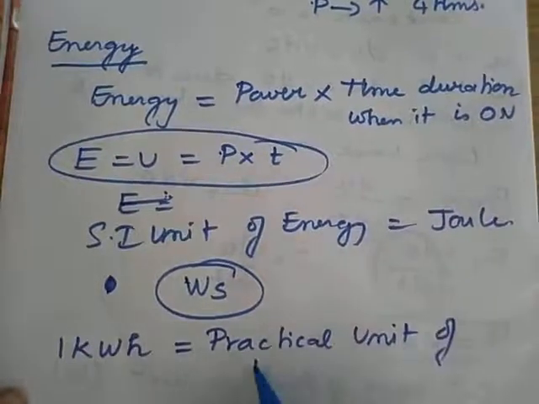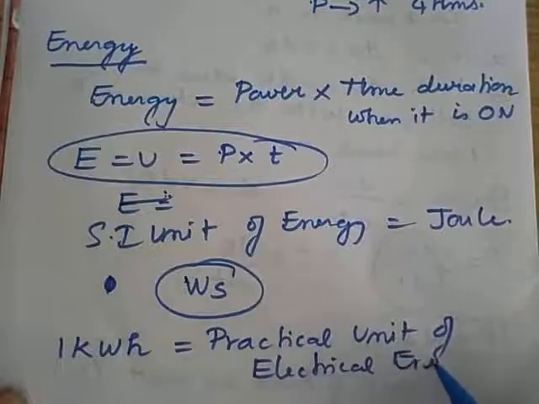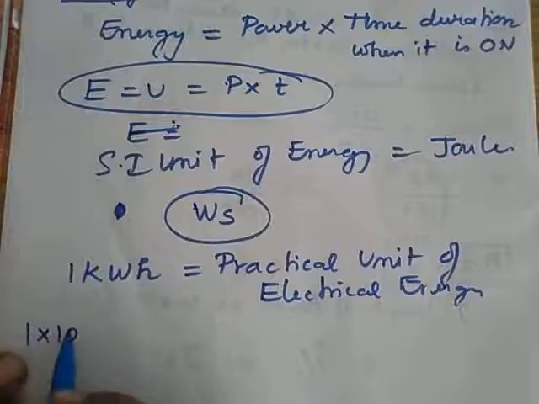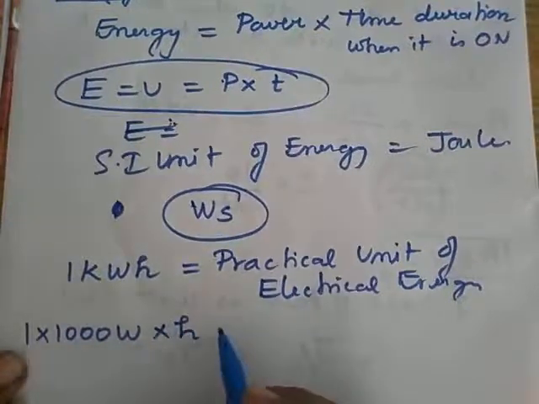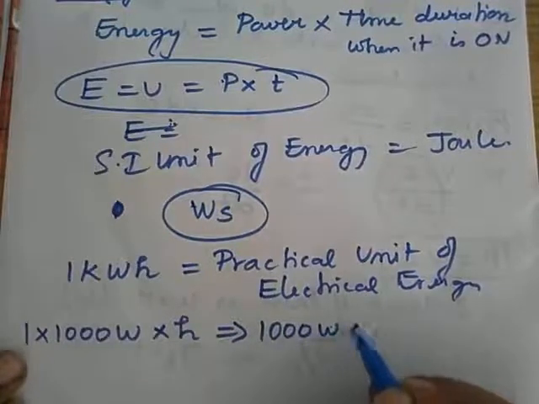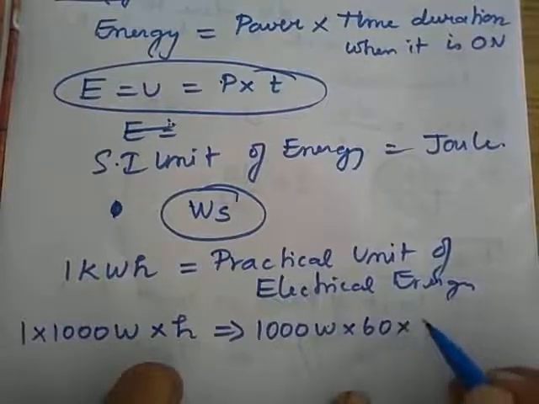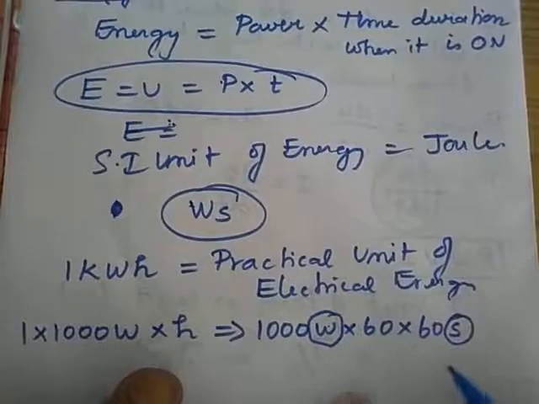Unit of electrical energy that is equal to 1 kilo. Kilo means 1000. Watt hour. Then 1000 watt into hour. Convert 1 hour into seconds: 60 into 60 seconds. Watt second implies joule.